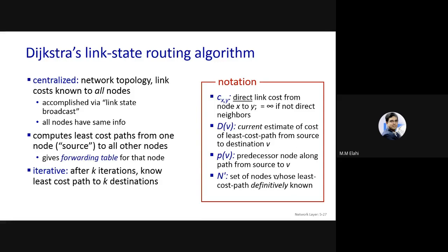Then there is another one called P(V). P means predecessor, kind of parent node. So the parent node of a particular node, the predecessor node along the path from source to V. N prime is the set of nodes whose least cost path is definitely known. That is, N prime is a variable which will contain all the individual nodes that are processed. Okay, maybe this will be clearer a bit later.